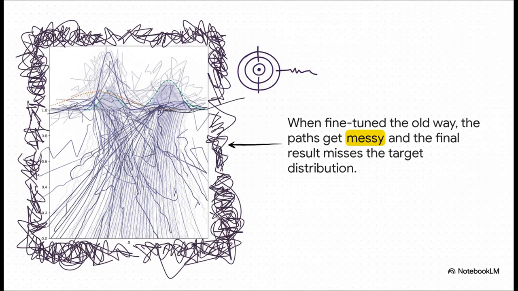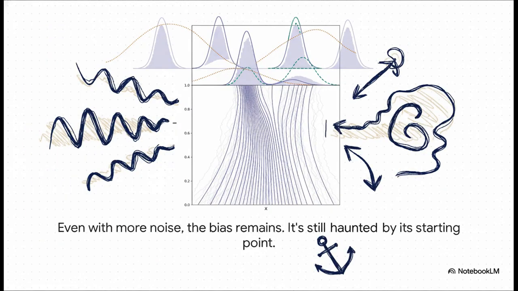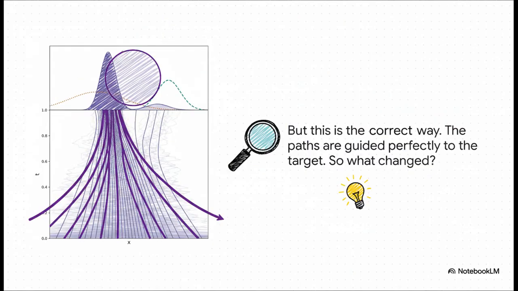that solid purple line. You might think, okay, well, let's just add more noise to try and shake it loose. But as you can see, it doesn't really work. The memory of that initial value, that bias, is still pulling it off course. It's just relentlessly haunted by its starting point. And then you see this. This is the solution. The process is now perfectly guided. The paths are smooth, they're direct, and they land exactly on the target.